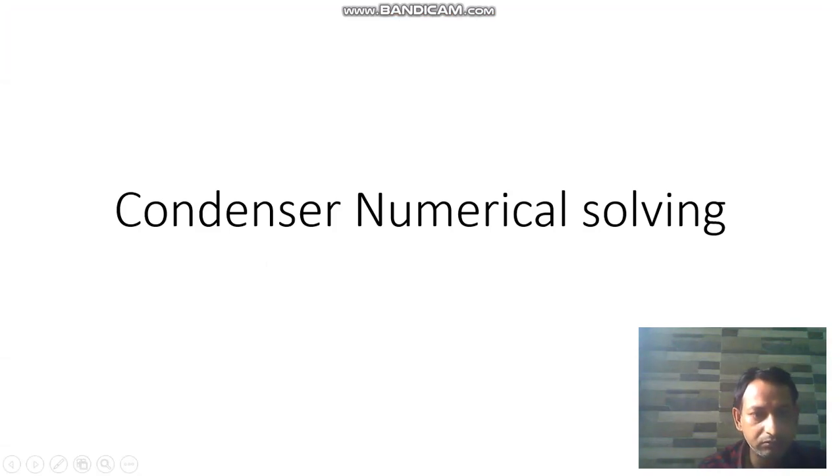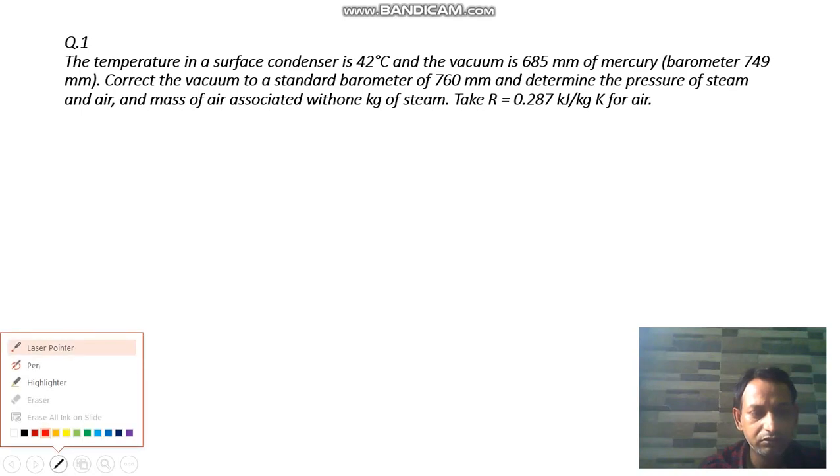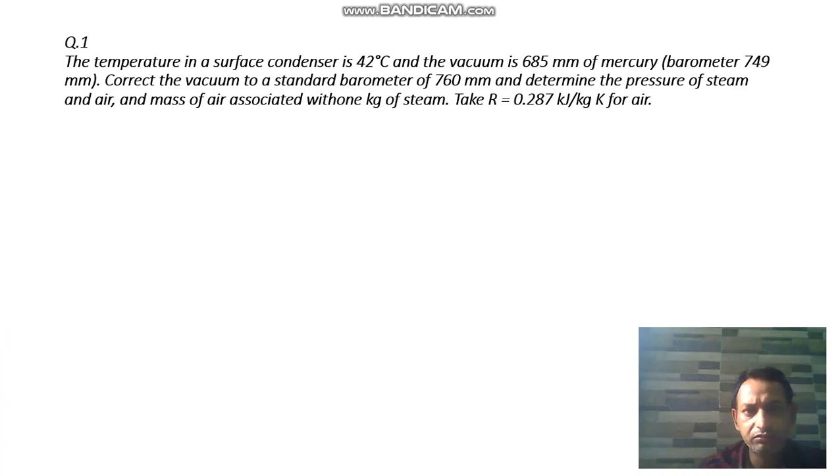We will learn one problem of a condenser. The temperature of a surface condenser is 42 degrees C, and the vacuum inside the condenser is 685 mm of mercury, where the barometer reading is 749 mm. This vacuum is to be corrected with respect to the standard barometer of 760 mm. This is the one part of the problem.